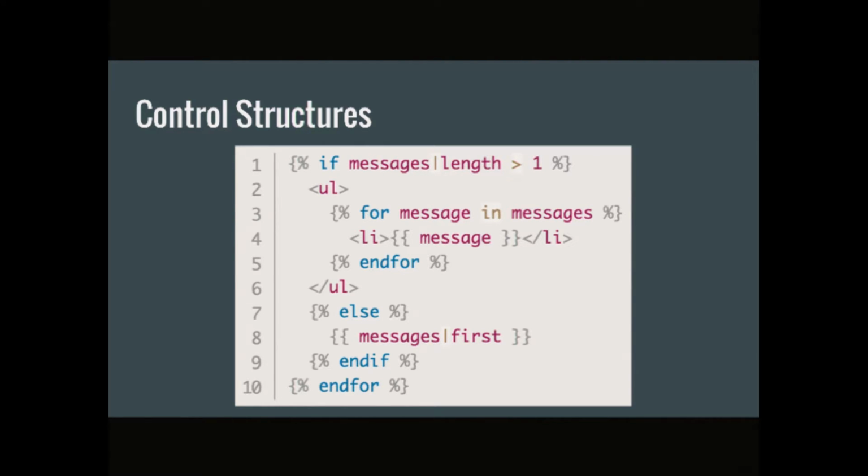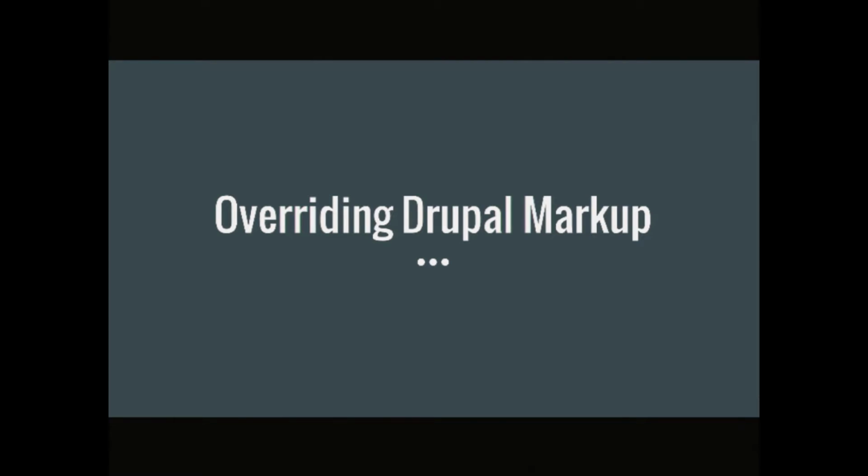Again, then we print the messages, and in this particular case, if there is more than one message, we print them in a UL, like a list. Otherwise, we just print the message without any markup surrounding it. Now, how do we override the Drupal markup?